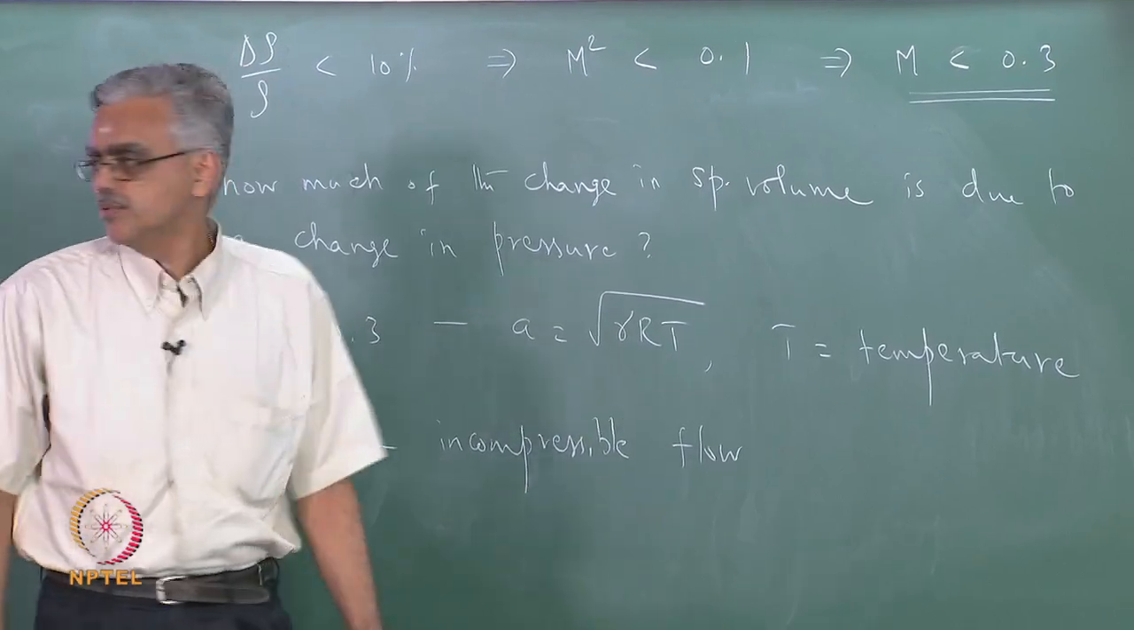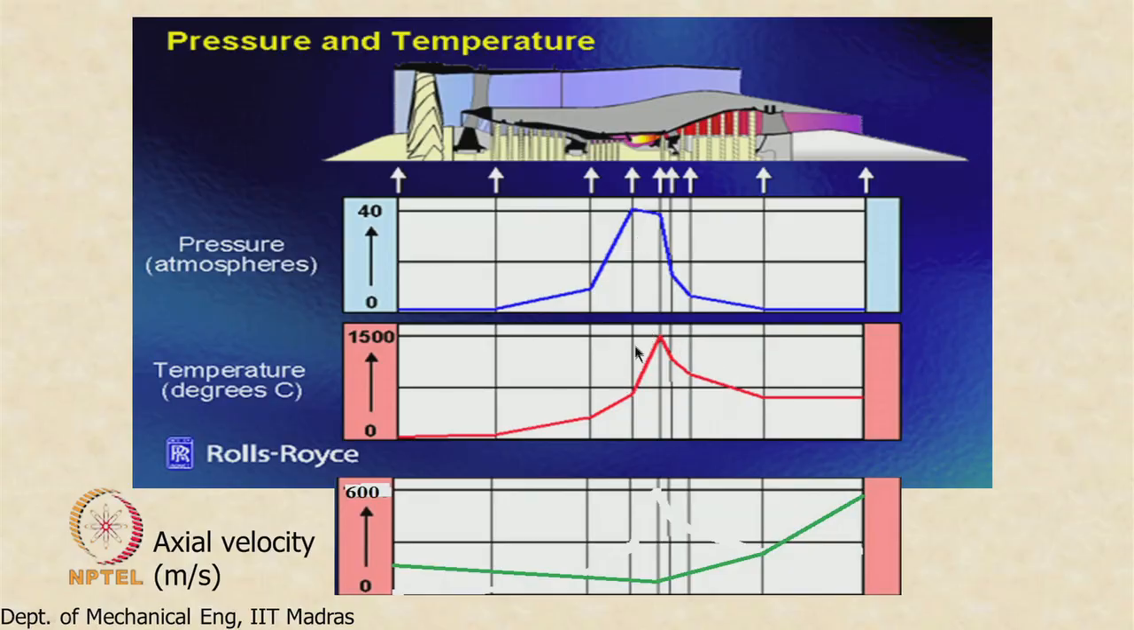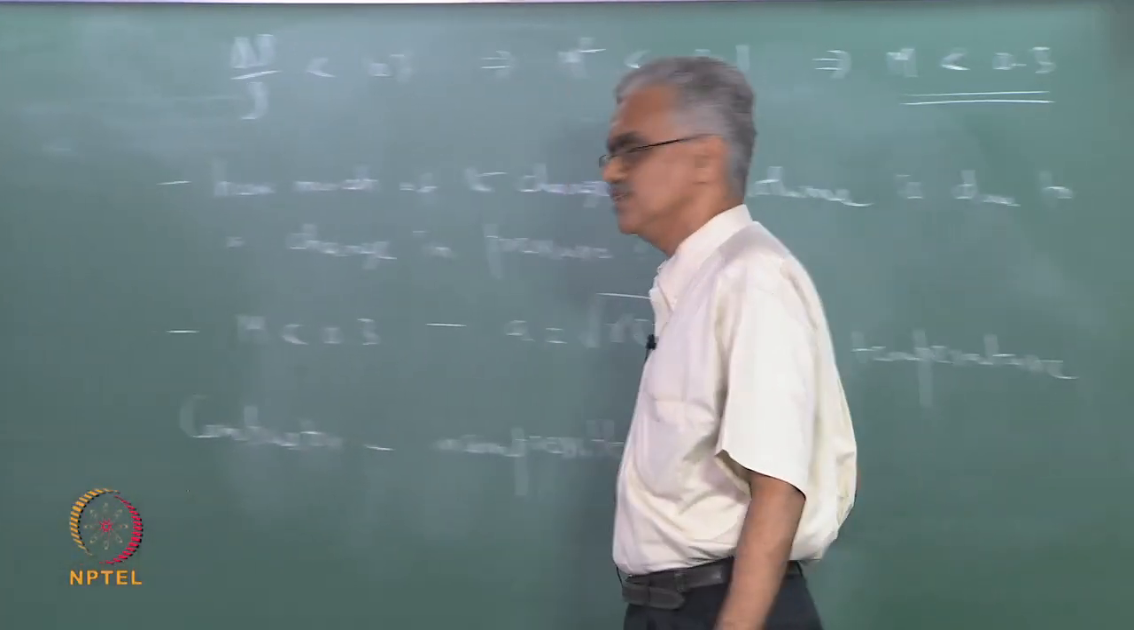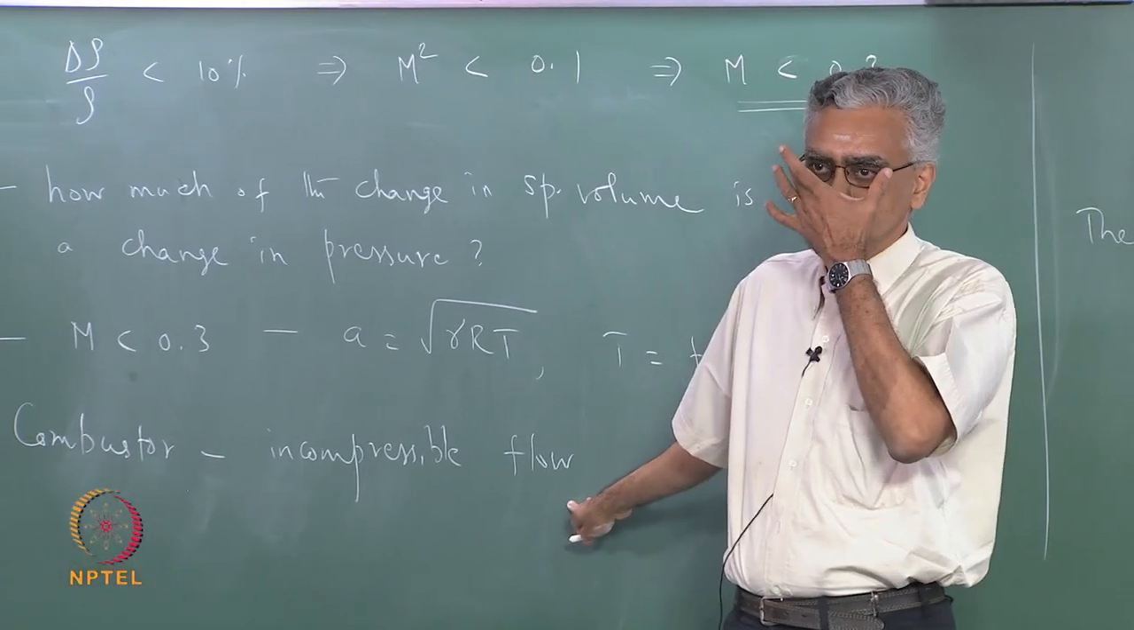So this varies with the temperature, and as the temperature is the highest in the combustor, the speed of sound is also the highest. So when I take this velocity and divide it by the speed of sound, I can easily see that the Mach number is going to be very low in the combustor. So both these conditions, the fact that the pressure is constant with heat addition and the fact that M is going to be very small, tell me that the flow in the combustor is essentially incompressible.